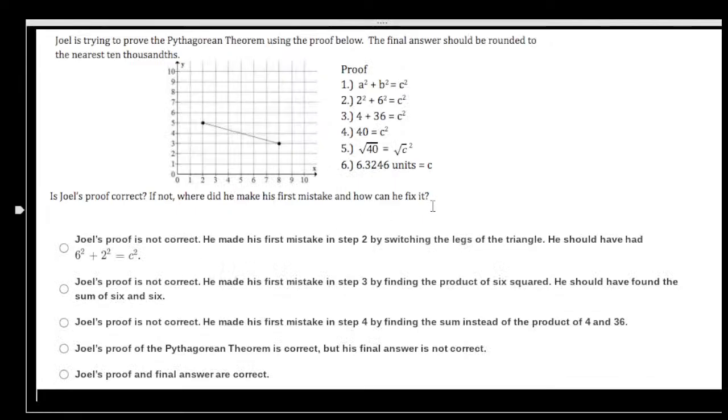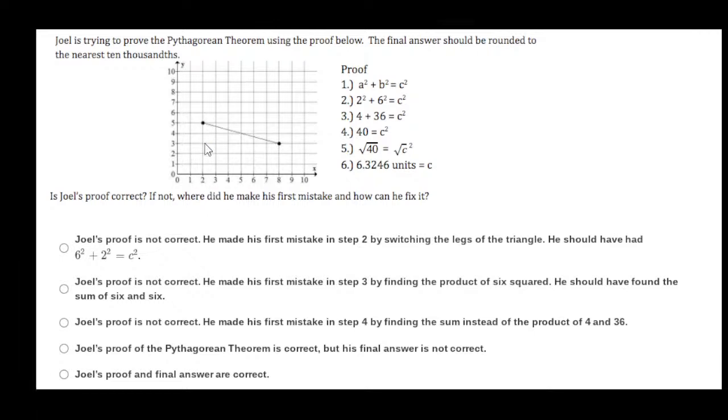Now Joel is trying to prove the Pythagorean theorem using the proof below. The first answer should be rounded to the nearest ten thousandth. So the proof is that a square plus b square is equal to c square. Now 2, so this vertical height is 2 square plus this is 1 2 3 4 5 and 6 square is c square. We get root of 40, so root of 40 is 6.3246 units, we get c.